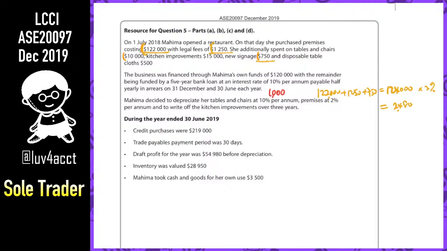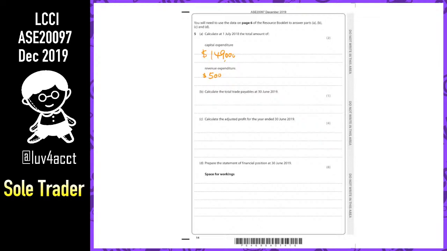Kitchen improvement written off over 3 years, so it would be how much? 5,000 for each year. So that is the depreciation for the 3 items. After this we can calculate the profit, because we are asked to calculate the profit as well. And before that we have the total trade payables.